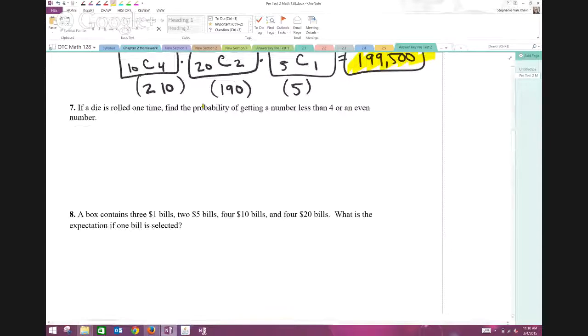So a die is rolled 1 time, find the probability of getting a number less than 4 or an even number, right? So if I write my sample space I have 1, 2, 3, 4, 5, 6. Out of those 6, I have 1, 2, 3 is less than 4, and 2, 4, and 6 are even numbers. So if I want to know the probability I get a number less than 4 or an even number here, call that event E.